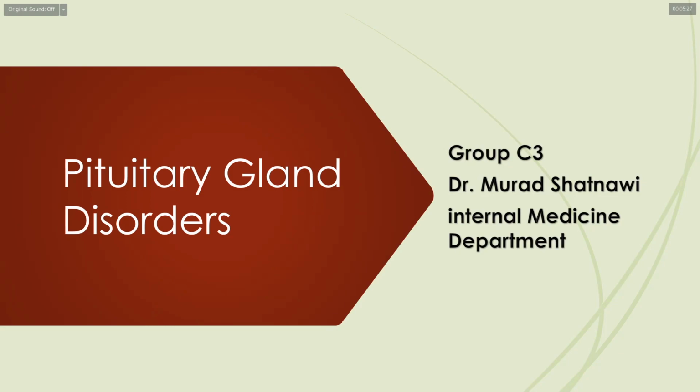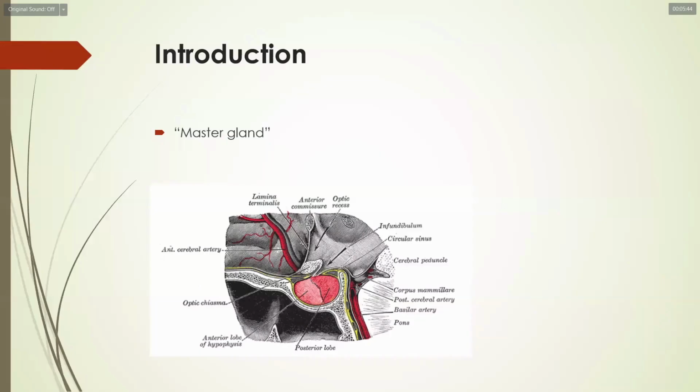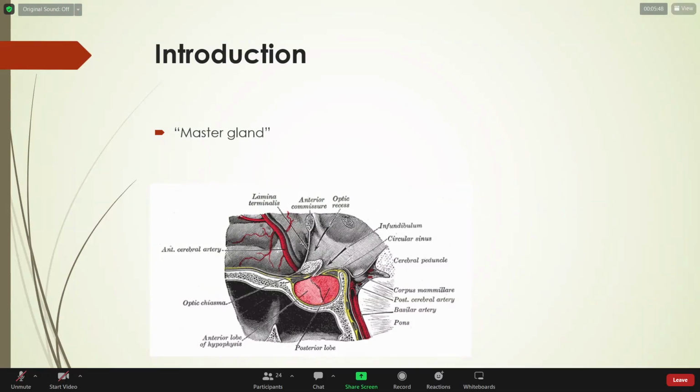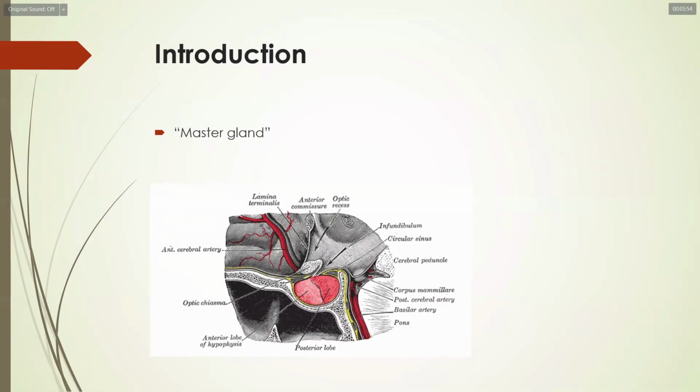The pituitary gland disorders are mostly caused by pituitary tumors. Mostly these tumors are non-cancerous, and they make up about 10 to 15% of all tumors that develop within the skull. The pituitary gland is also called the master gland because it produces several hormones and controls other glands, such as the thyroid and adrenal gland.